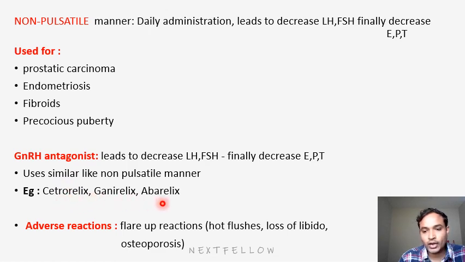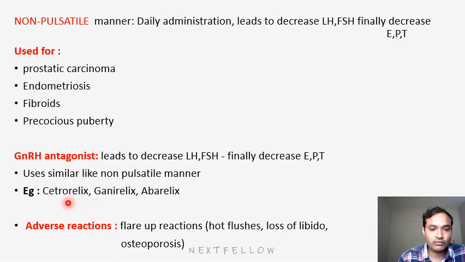If you look at gonadotropin releasing hormone analogs, their names end with relin, meaning releasing hormone. Here, for the antagonists, the names end with relix. Relix means the ending is X, and X means they are inhibitory. So you have to remember: ending with relin means releasing, and relix means inhibiting.